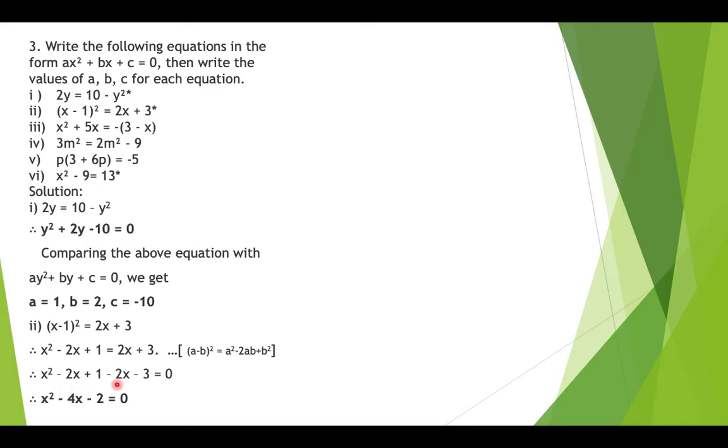minus 2x minus 2x we get minus 4x, plus 1 minus 3 is equal to minus 2. So we get x square minus 4x minus 2 is equal to 0. So over here, a is equal to 1, b is equal to minus 4 and c is equal to minus 2.